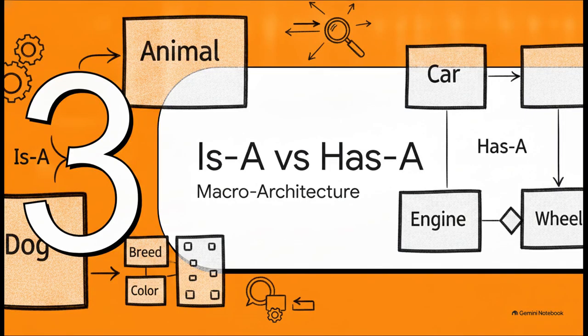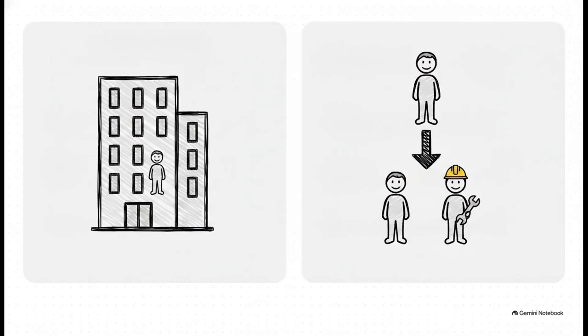Which leads us nicely into section 3, is-a versus has-a relationships, building macro architecture. Whenever you're building software, the 2 most common ways to relate classes are through composition and inheritance. Composition is a has-a relationship. Think of an organization that has an employee. The organization holds the employee as a distinct part of itself.